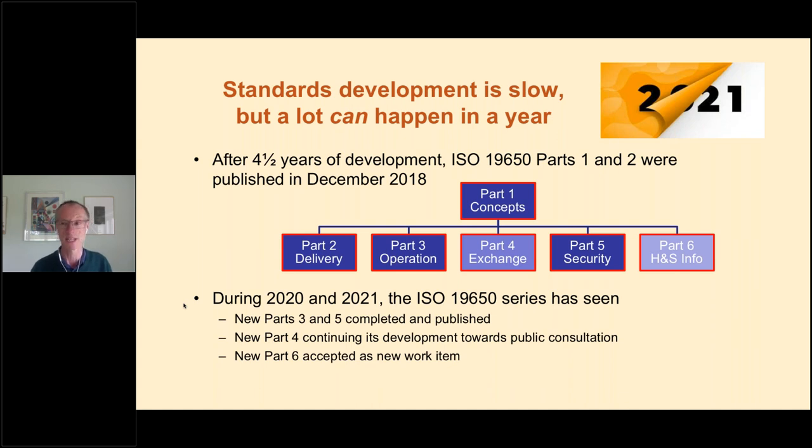It's taken 7 years to get this far, and it took 4.5 years, as you can see, for the first two parts of 19650 to emerge from this consensus-based process.